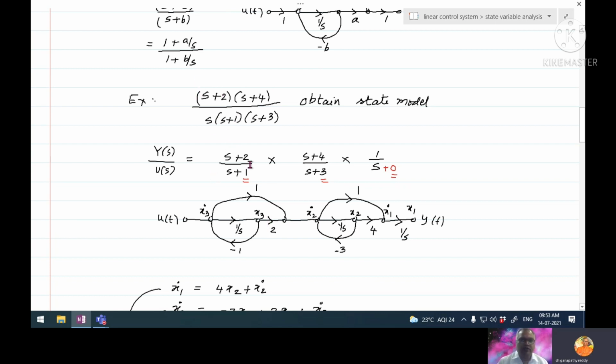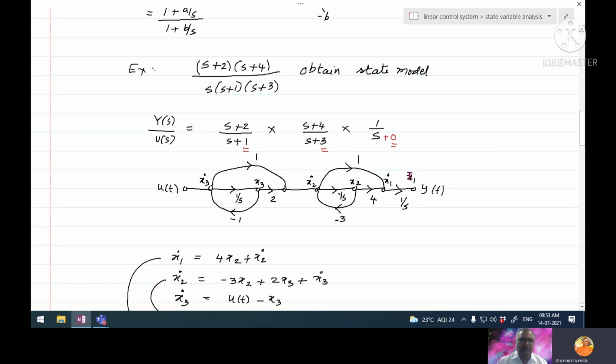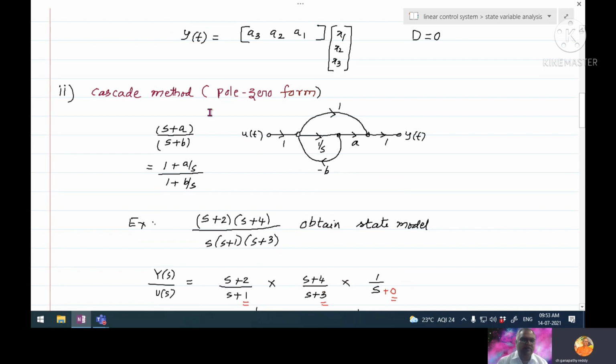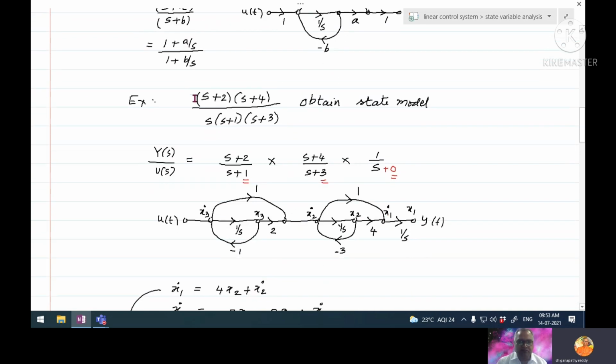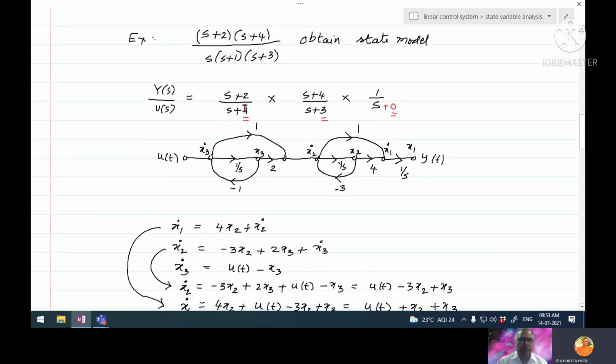So (s+2)/(s+1) is one term. (s+4)/(s+3) is one term. 1/s is another term. So these three multiplied means they are in cascade form. That's why it is called the cascade method. So for (s+2)/(s+1), 2 will come here, and this 1 will come as minus 1.